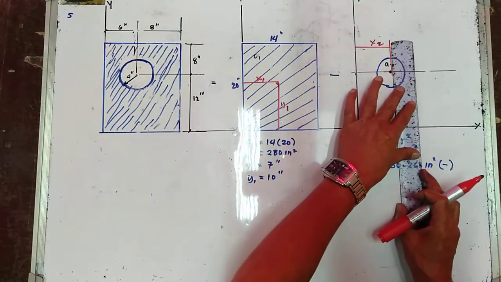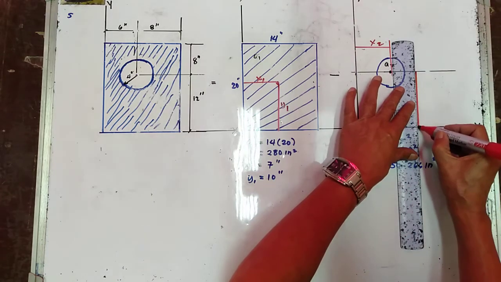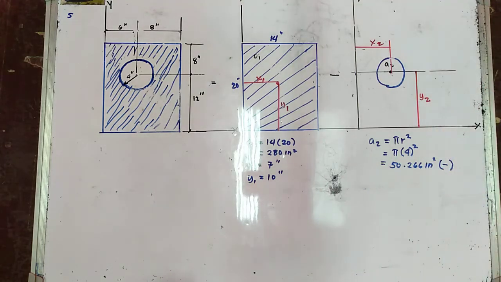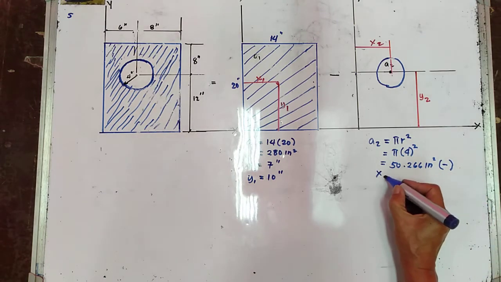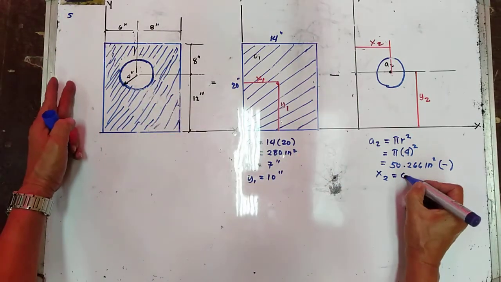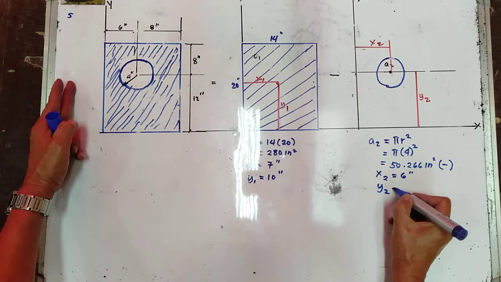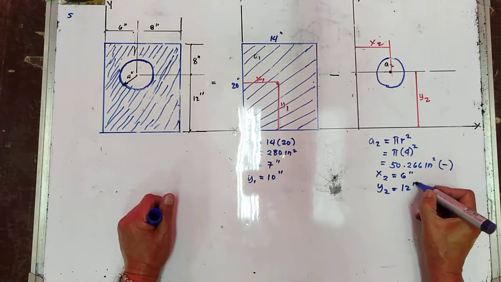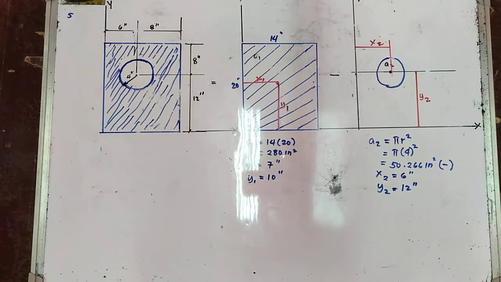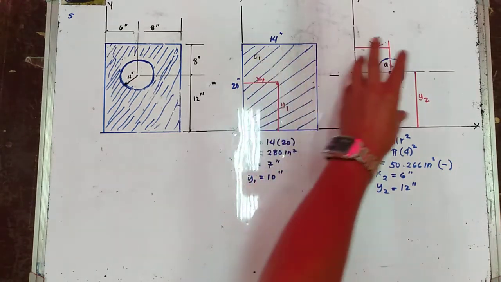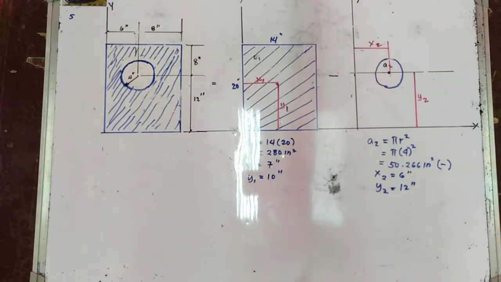And we now have your y sub 2, so that your x sub 2 is equal to 6 inches. And then your y sub 2 is equal to 12 inches. So that is therefore the centroid of the two corresponding areas in here.